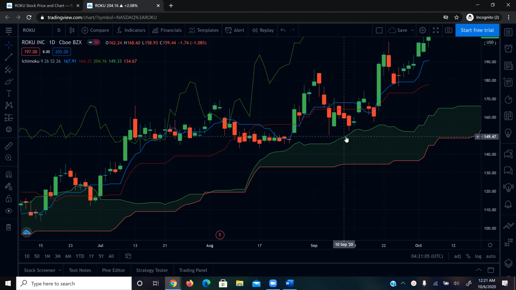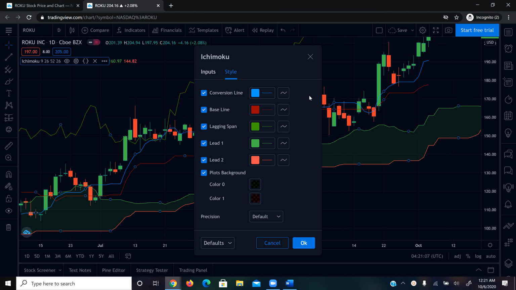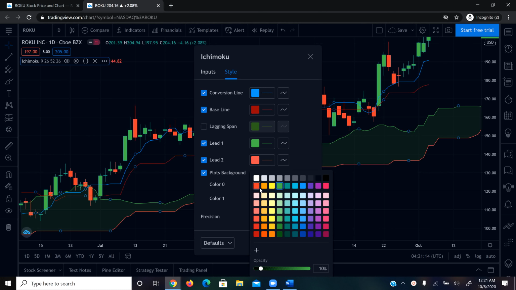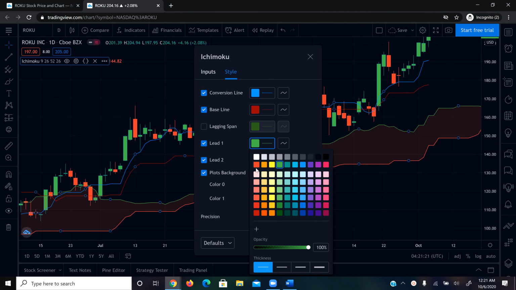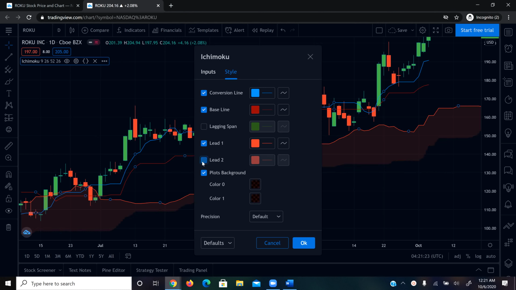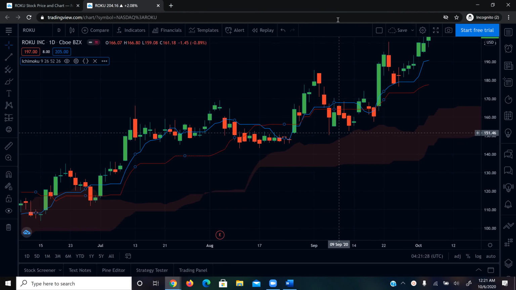To get started, to set it up like how I set it up, once again, this is just how I set it up. You don't have to do the same. I'm going to remove the lagging span. I'm going to change this to red just so that we have the same colors on here. And I'm going to take off the leading lines. Okay, and as you can see, we have the cloud and we have our two blue and red lines here. Now, just because I took off the leading span lines doesn't mean they're not still there. We're just not seeing them. We're just seeing the shape of the cloud.